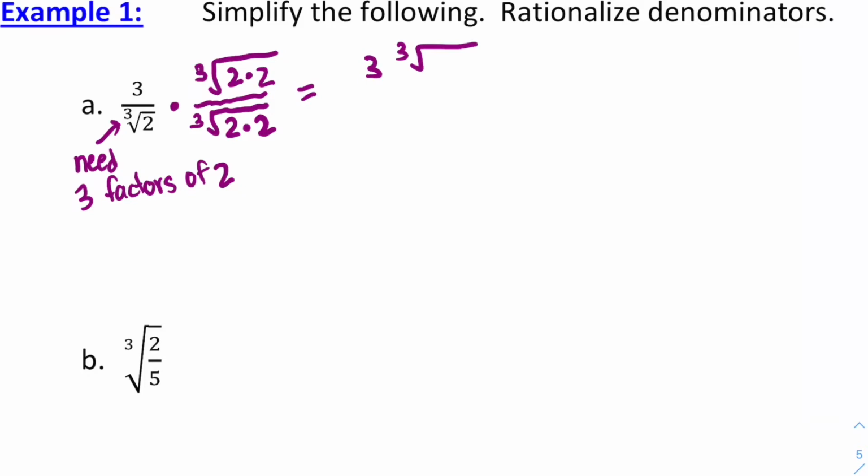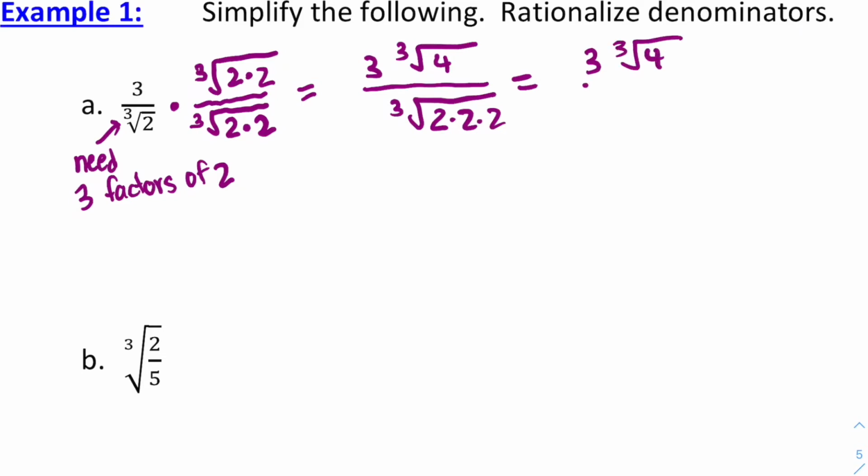So when I multiply, I got 3 times the cube root of, I went ahead and did 2 times 2 is 4. And then on the bottom, third root of our 3 factors of 2 that we needed. So it's just 3 times the cube root of 4 over 2.